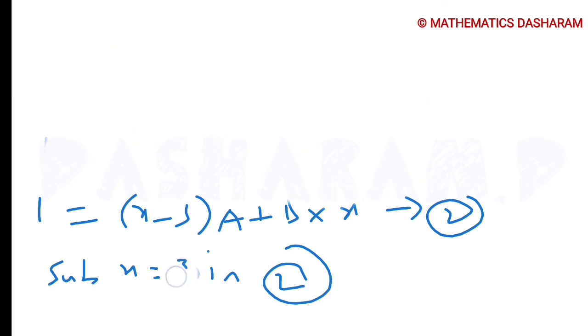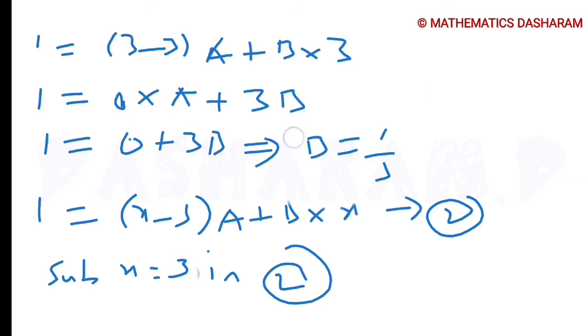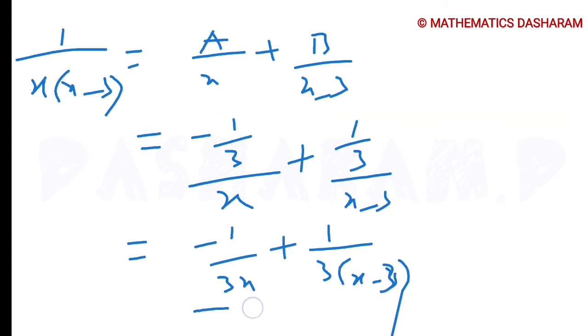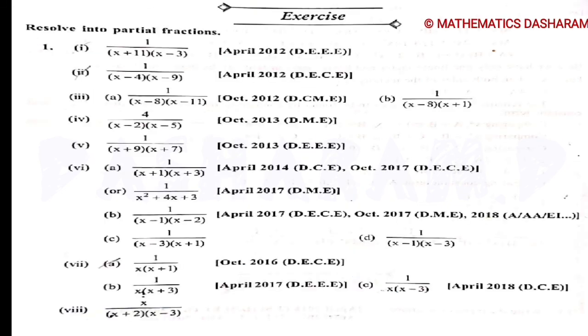Now substitute x equals 3 in equation 2. Then b value is 1 by 3, and we already found a value is minus 1 by 3. So substitute them in equation 1. So the answer is minus 1 by 3x plus 1 by 3 into x minus 3. So the last problem in this bit, that is x divided by x plus 2 into x minus 3.